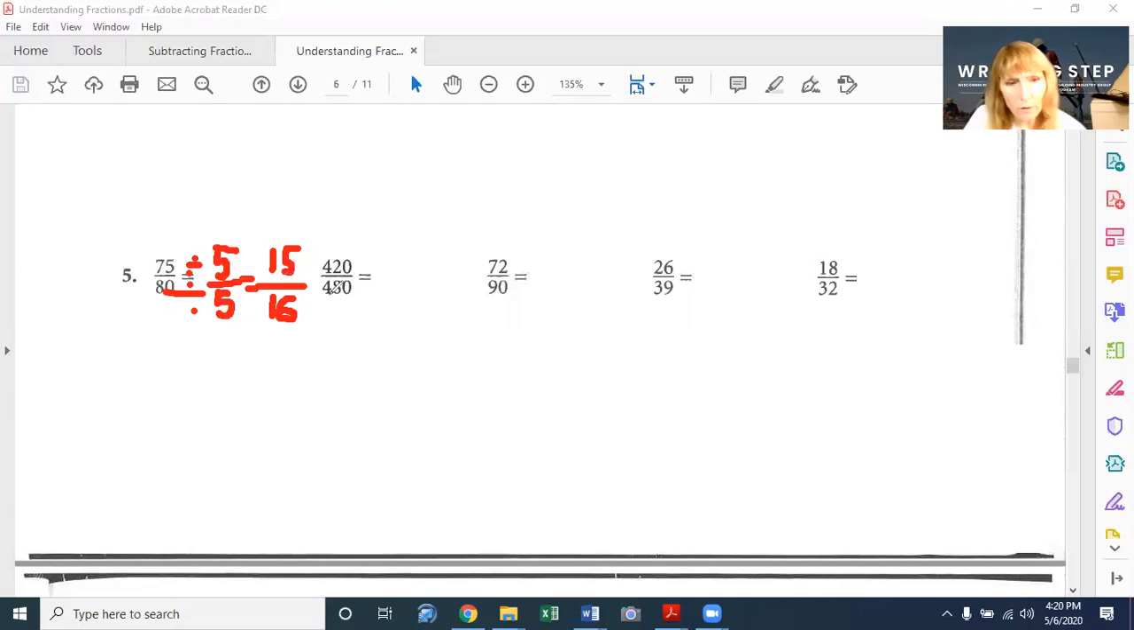Let's try 420 over 480. Well, when you have zeros on the ends like this, you can first of all cross off the zeros. Just get rid of them. And now you can say 42 and 48. What will divide into both? Well, I know that 6 divides into 42, and I know that 6 divides into 48. So I get 42 divided by 6, 7, and 48 divided by 6, 8.